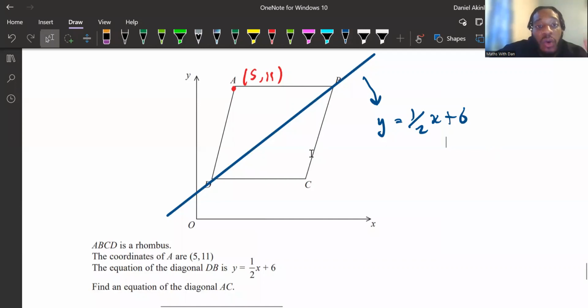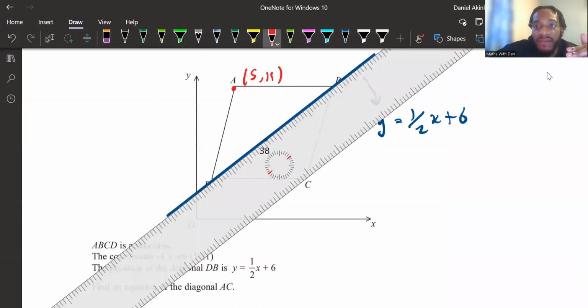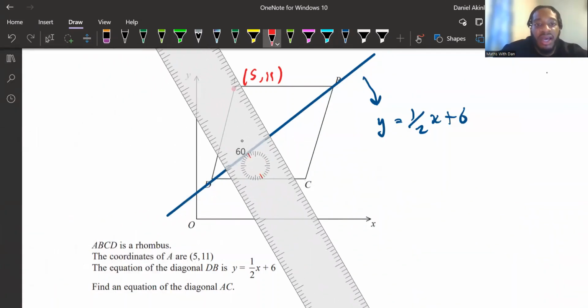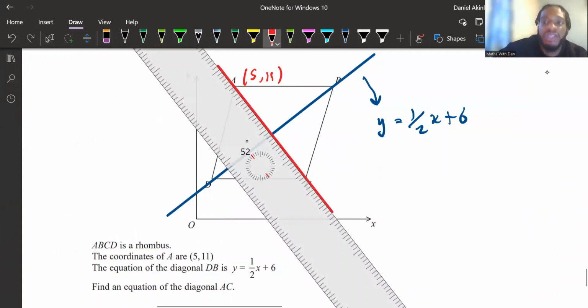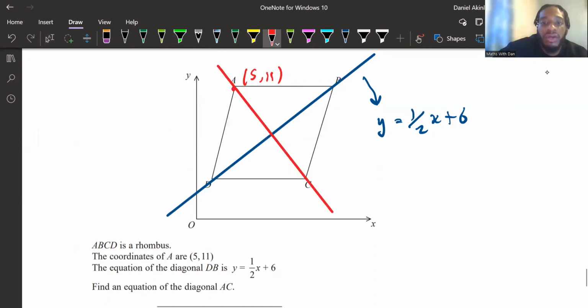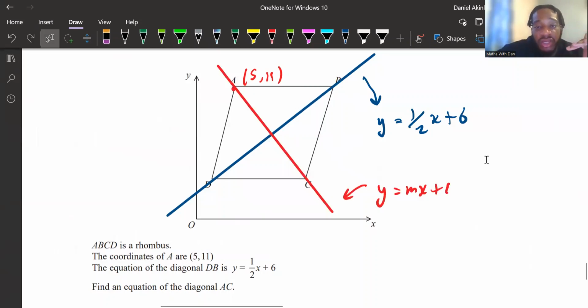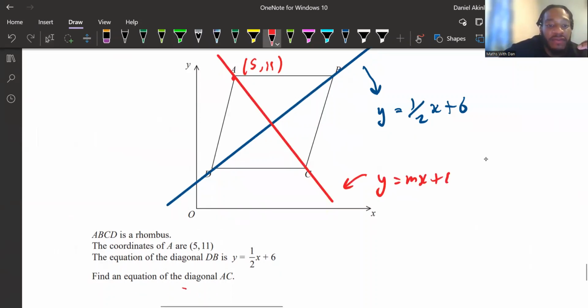And then it says find the equation of the diagonal AC. So what is the diagonal AC? Well, if I get my ruler again, it's going to be this line here. This diagonal here. So we want to find the equation of this line. So I'm going to write this here, y equals mx plus c. Remember what I always said, the question is asking us to find the equation of a line, the diagonal. So you always write the general formula, and then you fill in your steps.